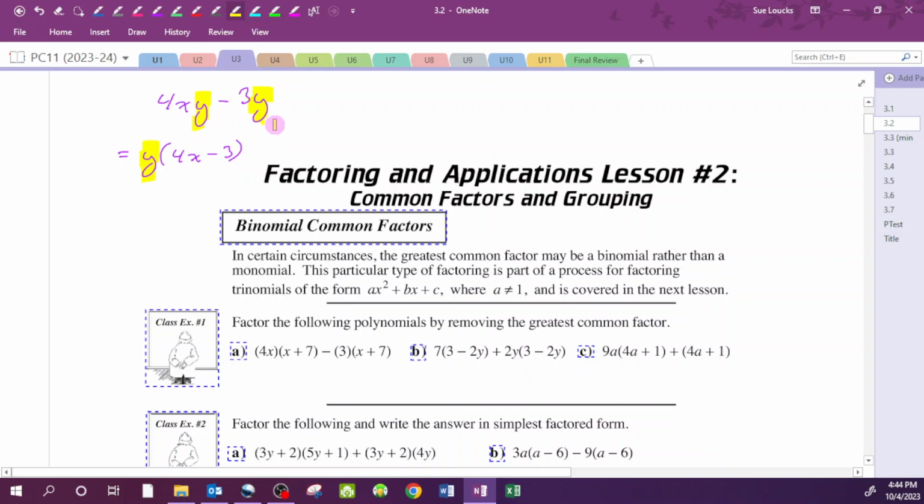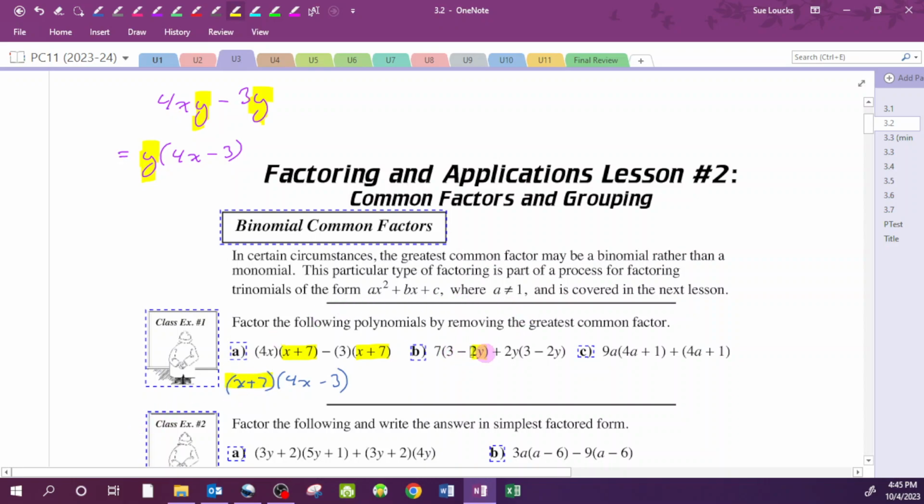Okay, so we're going to look down here, and it's the same thing, but it looks much scarier because this time our common factor, instead of being y, is x plus 7. But that's okay. I'm just going to factor out the x plus 7. I'm going to put that out in front here. And then what I'm left with is, just like I had up here, 4x minus 3. Okay? So there's my x plus 7.